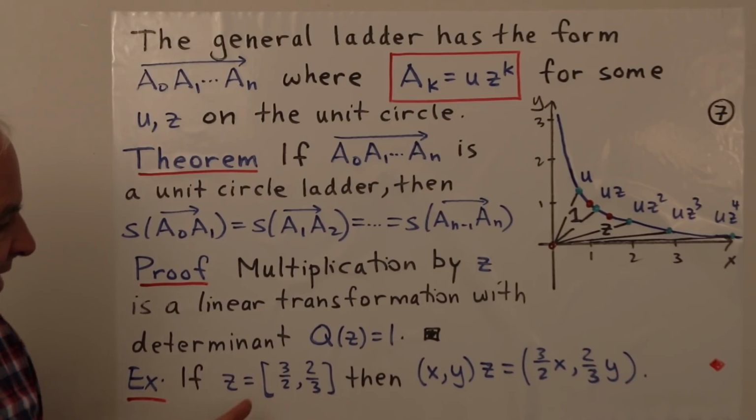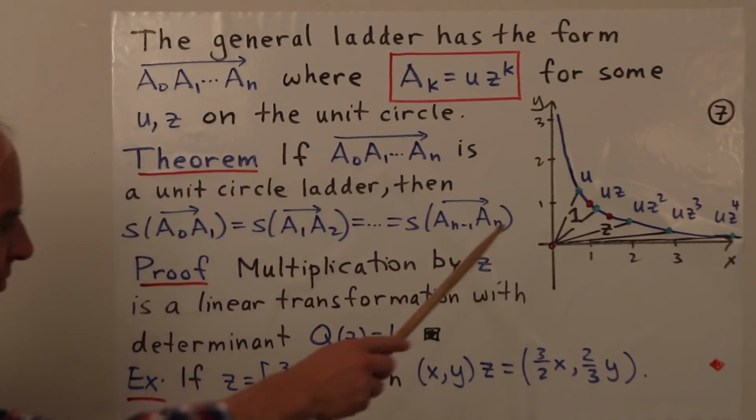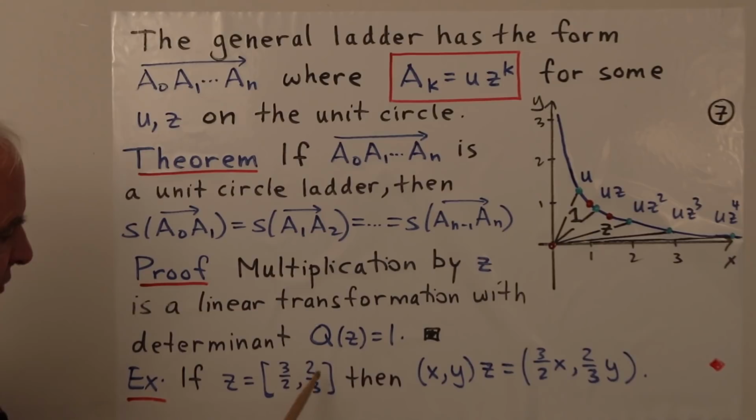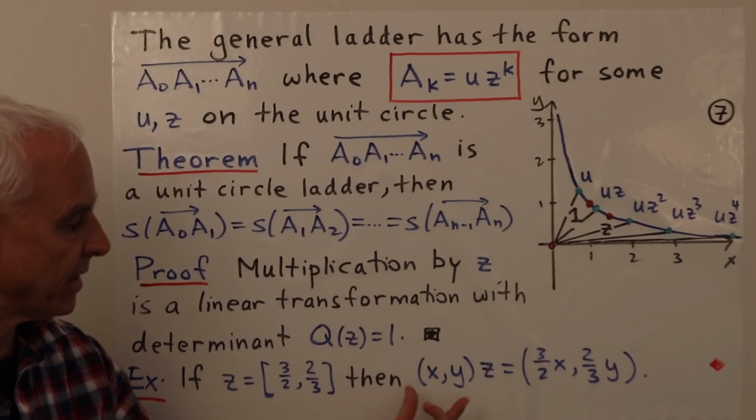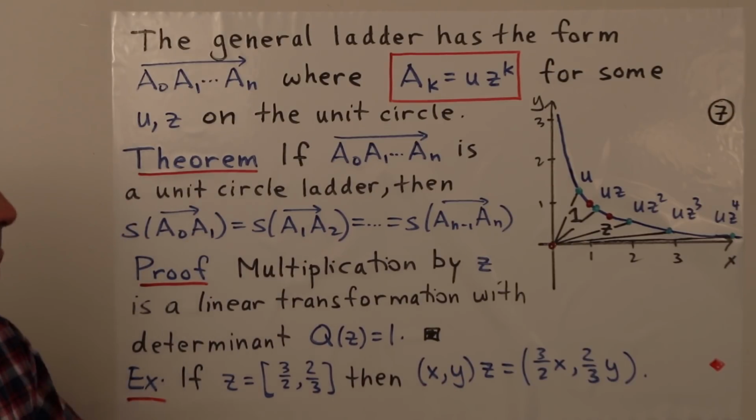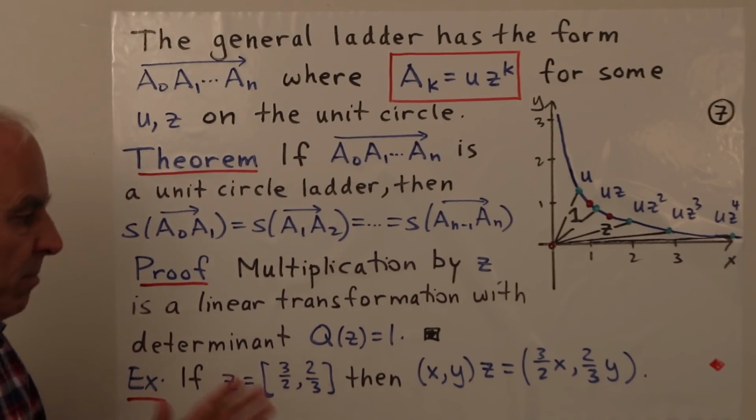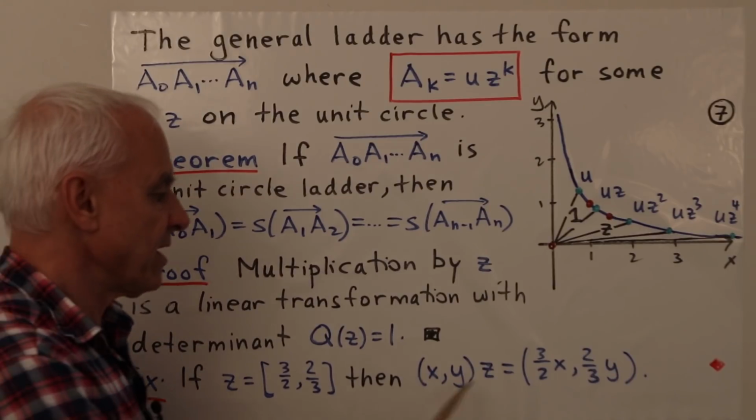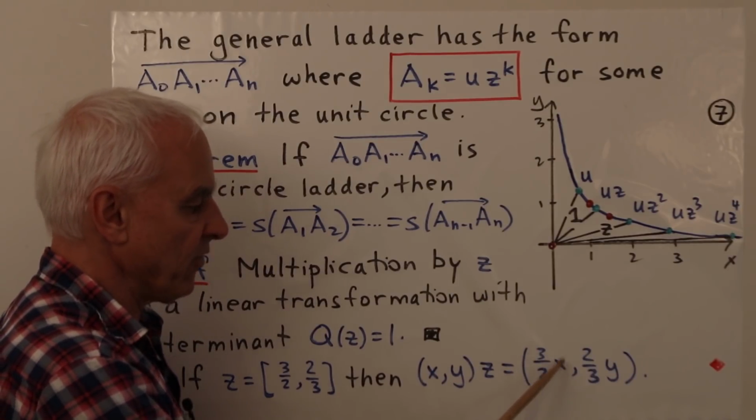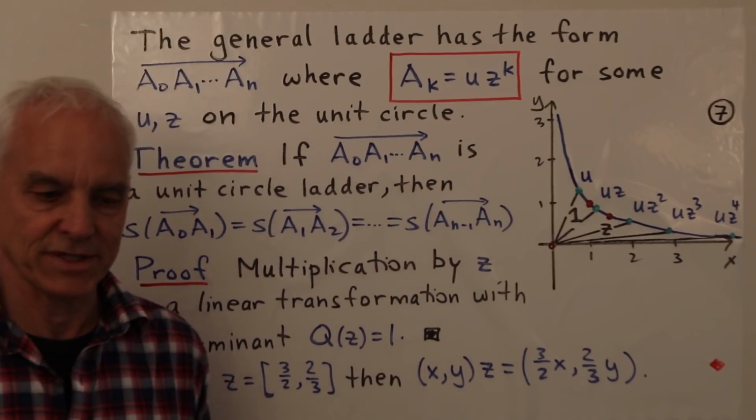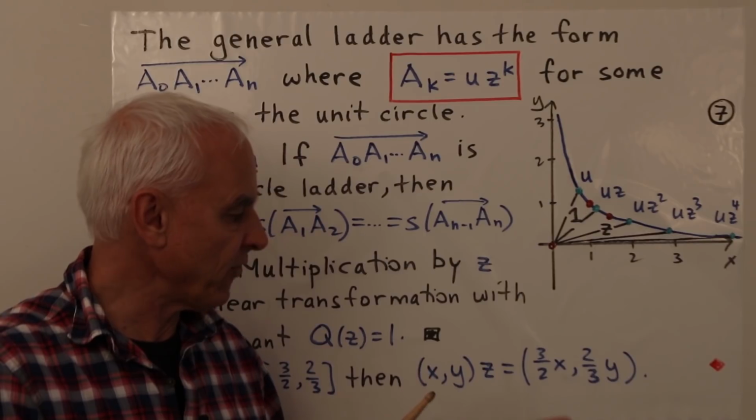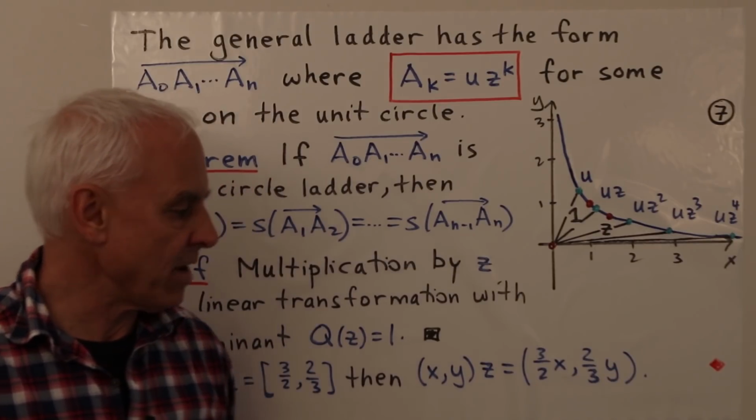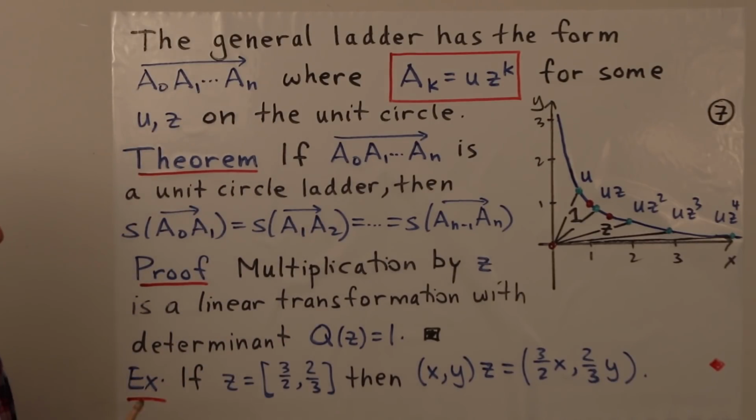And here's explicitly what the linear transformation is in the example that we're looking at. When z is 3/2 and 2/3, then multiplying by z, take a point (x, y) or a vector (x, y), multiplying by z in the green complex number story just takes you to the point (3/2 x, 2/3 y). That's exactly a stretch in the x direction by 3/2 and a dilation by 2/3, and those exactly cancel out, so it's still area preserving.